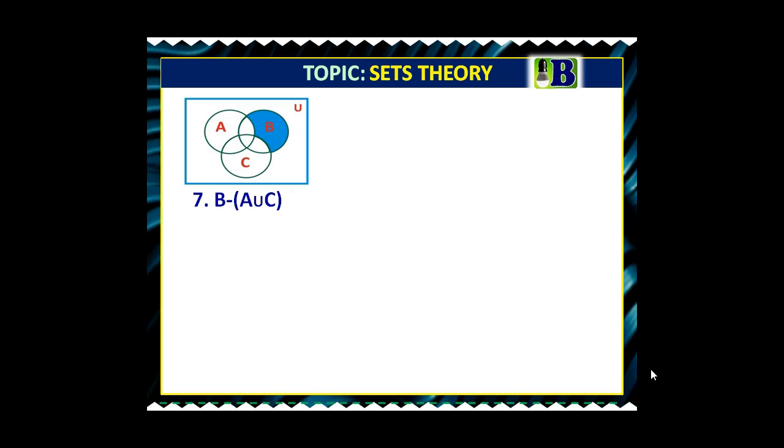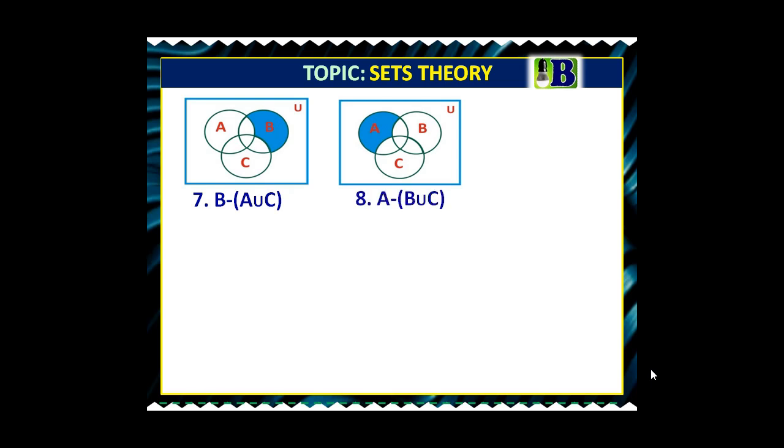Then we have the eighth one, which is this. This eighth one, the shaded portion is on A. So what this represents means that the elements are found in A only, but they are not found in B and C. If you represent it mathematically, it's going to look like this: A minus open bracket B union C, close bracket.